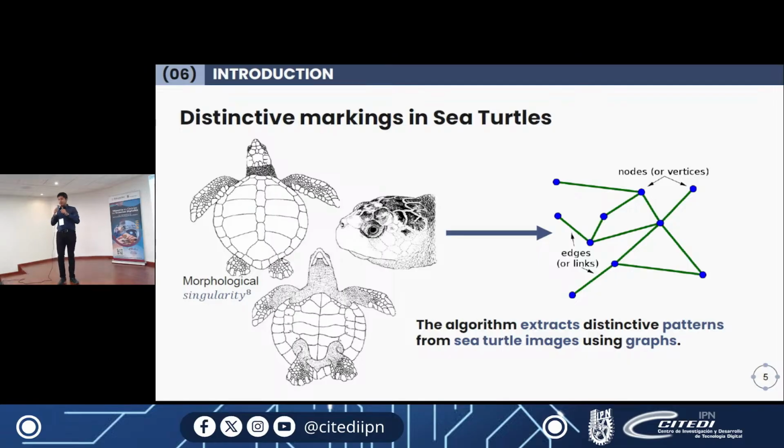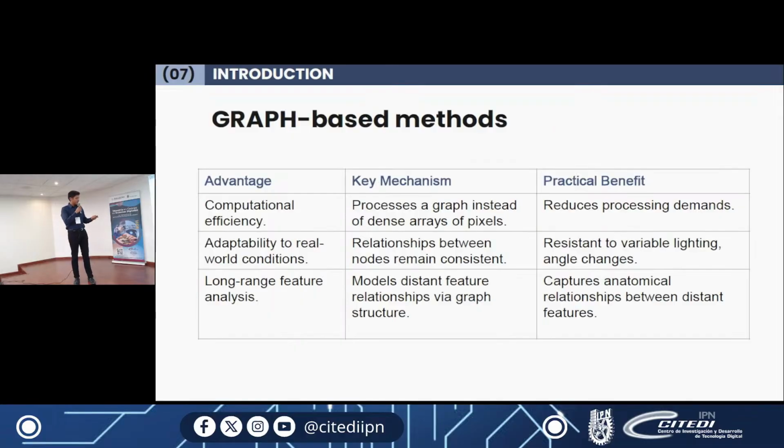Each individual has specific markings and specific patterns, like humans. Each human has a specific feature to identify them. This is a morphological singularity of the head, the flippers, and the carapace of the individual. So the idea is to use a graph to extract these distinctive patterns from sea turtle images using this architecture. Extract the information and use a graph for this task.